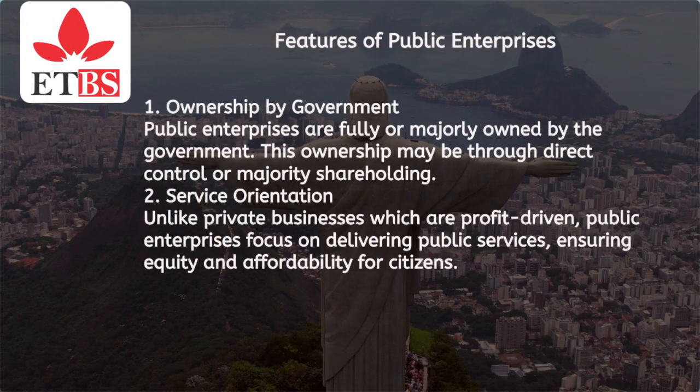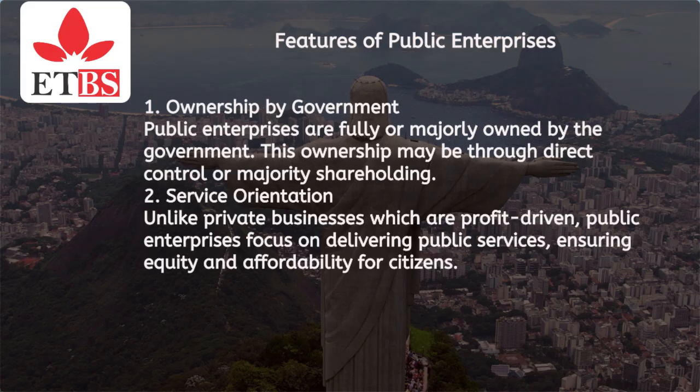Features of public enterprise. 1. Ownership by government. Public enterprises are fully or majorly owned by the government. This ownership may be through direct control or majority shareholding. 2. Service orientation. Unlike private businesses which are profit-driven, public enterprises focus on delivering public services, ensuring equity and affordability for citizens. 3. Legal backing. Most public enterprises are established through acts, decrees, or specific government policies, giving them legal existence and operational mandates. 4. Government funding. They receive capital and subventions from the government budget, though some generate internal revenue. Some may operate on commercial principles but still enjoy state support.